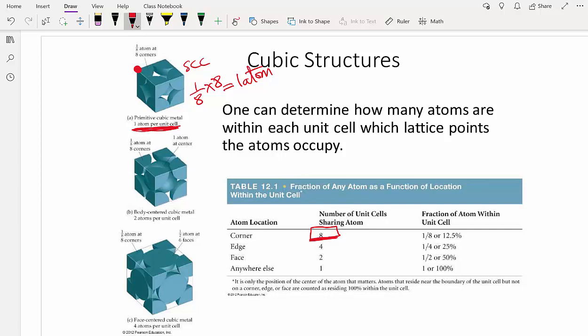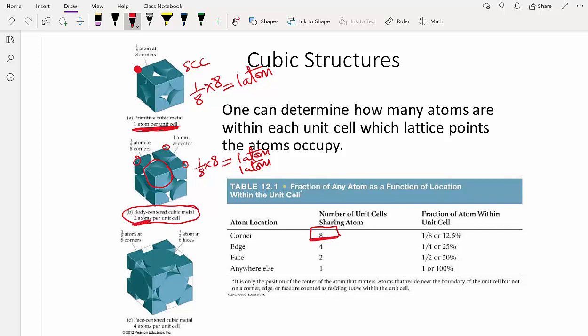Let us now take a look at body-centered cubic structure. In body-centered cubic structure, we also have 8 atoms in the corners, and that works out to 1/8 times 8, which is 1 atom. But we have an entire atom in the center of the cube. That is a whole atom, which means that the total number of atoms in a BCC unit cell would be 2.